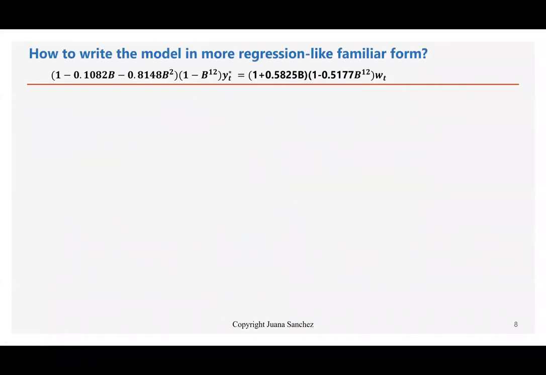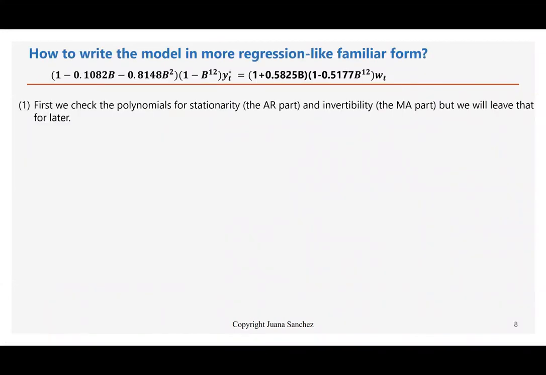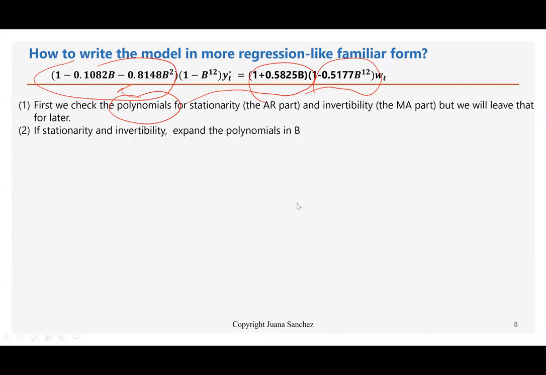And what's the point of writing it like that? Why would we waste our time? Well, this is very helpful to see what is the final forecasting model. And this is how this works really. First, we check the polynomials for stationarity and invertibility. These are the polynomials in the backshift operator. Notice the backshift is going to act like a variable, and we are going to check these polynomials, but we're going to leave that for a separate lesson, the third lesson today.